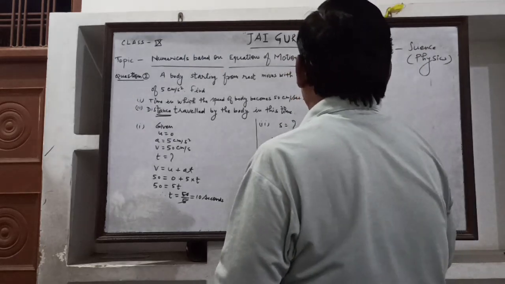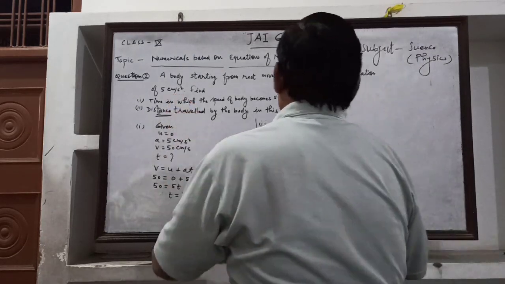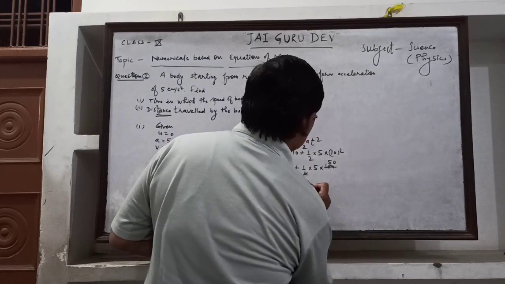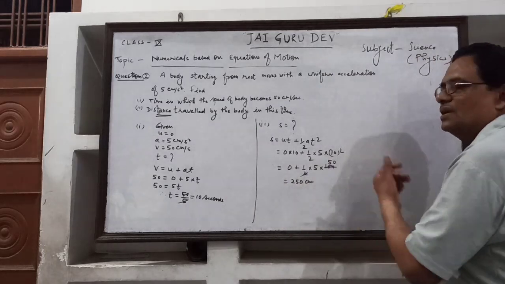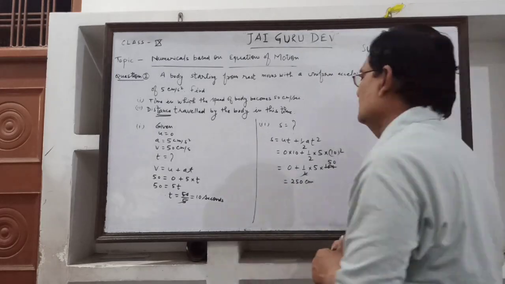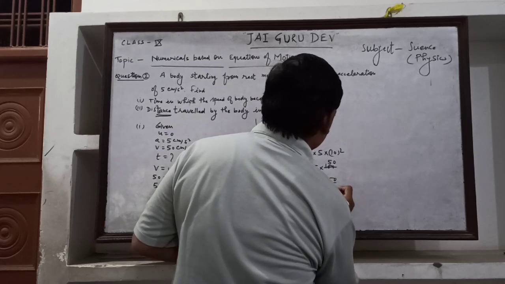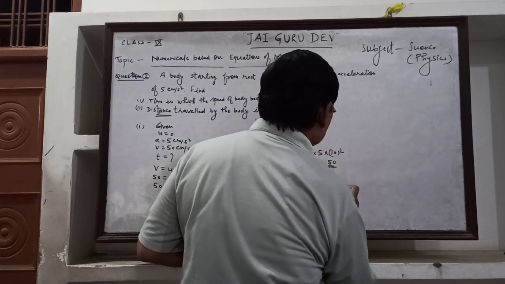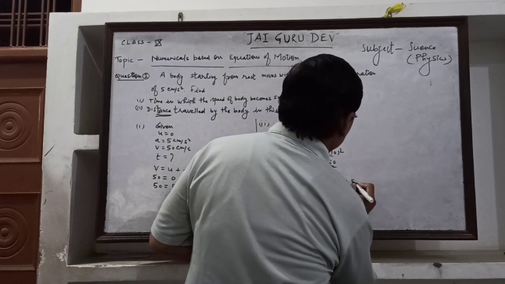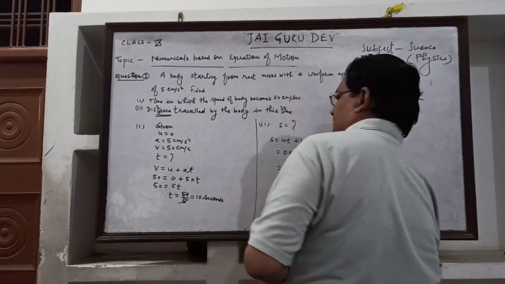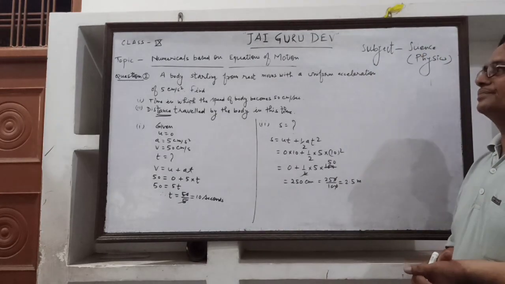Just a minute. One thing. Here we use centimeter, so the answer will be in centimeter. And finally we can convert it into meter, that is, we divide it by 100. That equals 2.5 meter. Okay. So this is the second question.